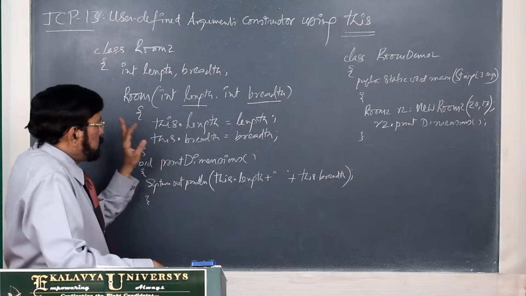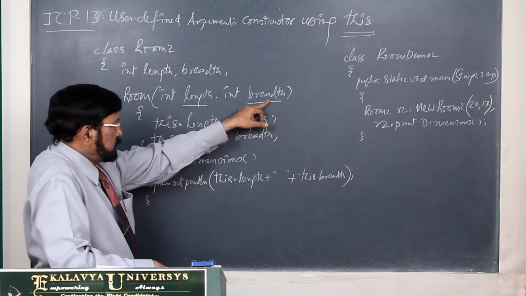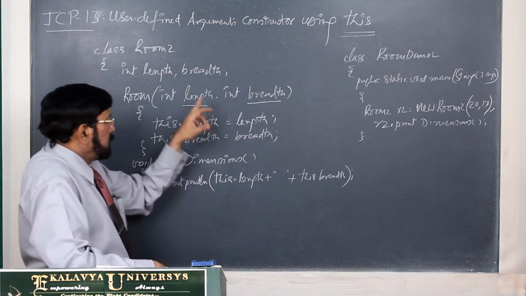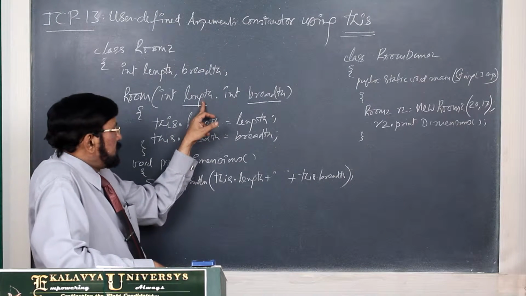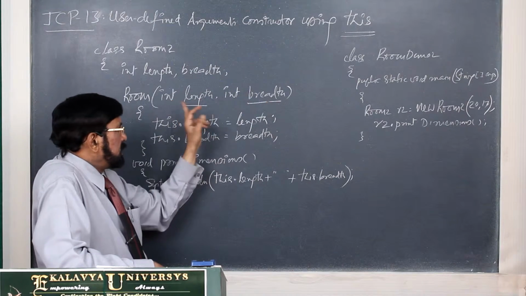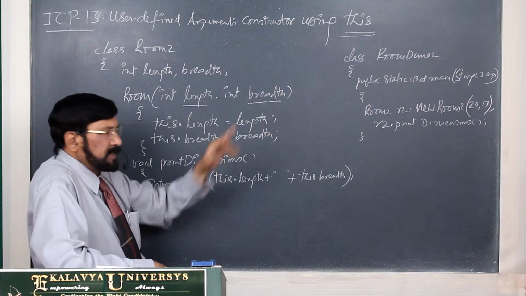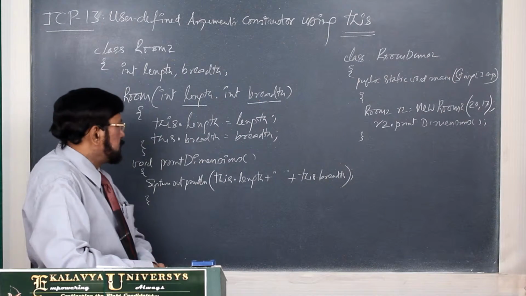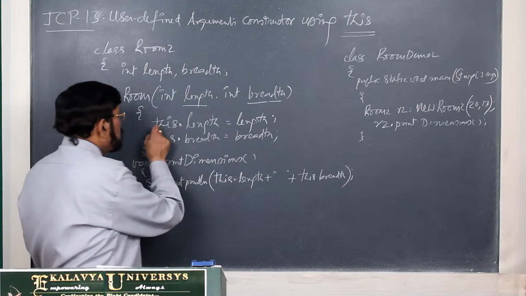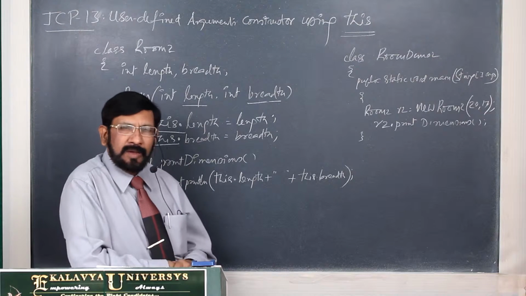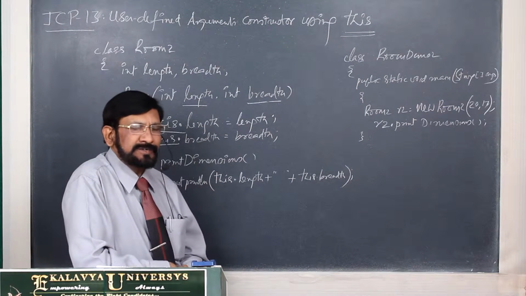Now let us come to the point. What are the changes compared with the previous program? There I had written L and B, and here I have used the actual names, length and breadth. These are the actual names of the instance variables. Now, the additional code: this dot. What is this? We have to understand.